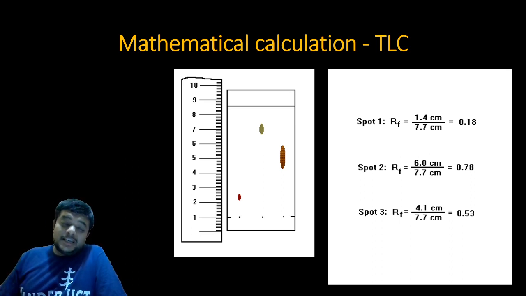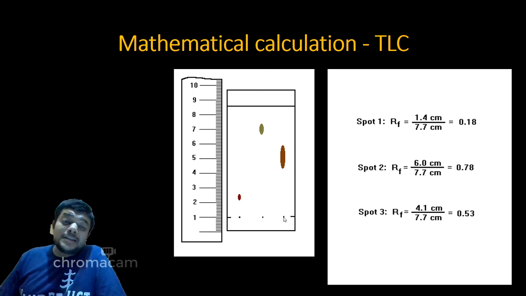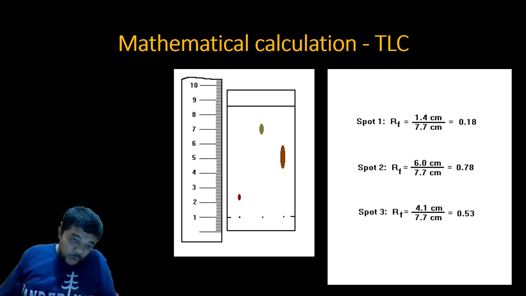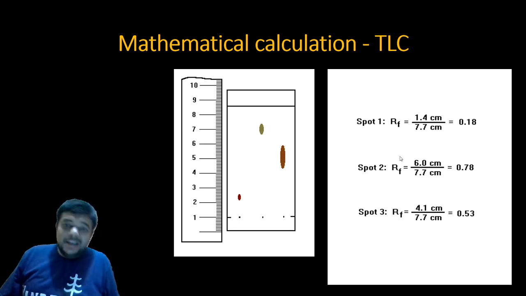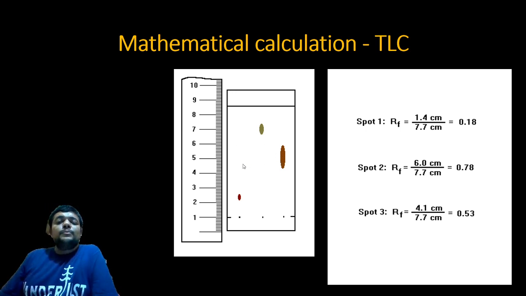Mobile phase distance and sample distance are not to be calculated from the bottom of the plate. They are to be calculated from the place where the spots were placed. And spots are placed a little up so the mobile phase does not touch. So the spots are placed here where the value is 1. So 8.7 minus 1, it is 7.7. And here the distance traveled is 1.4. Here it is 6. And here it is 6. And here it is 4.1.